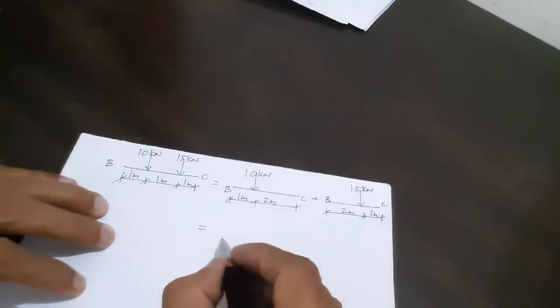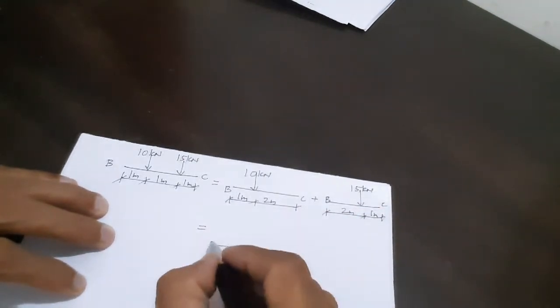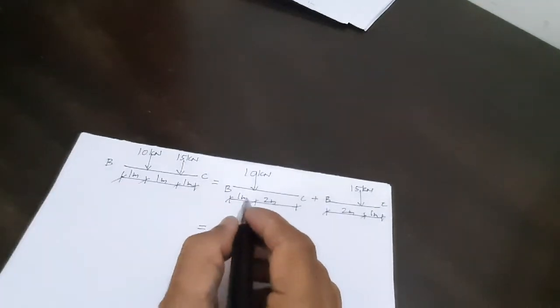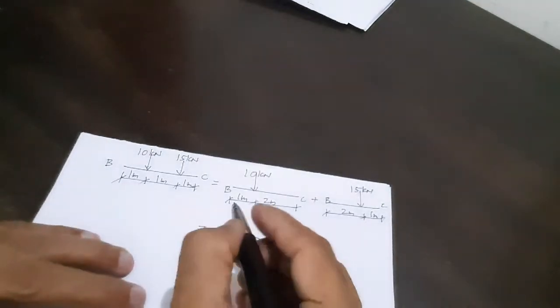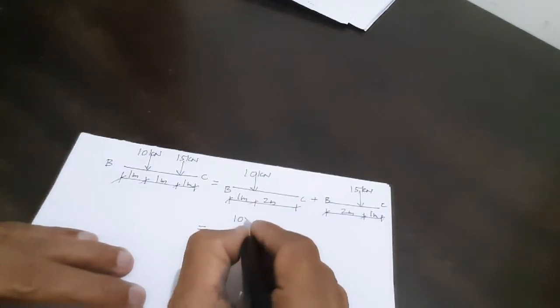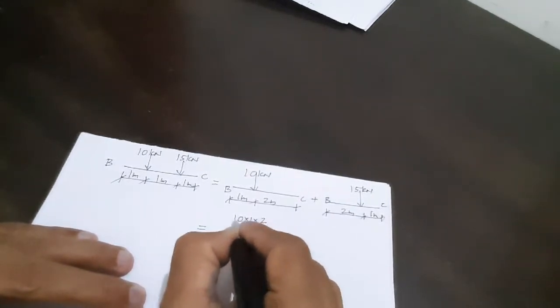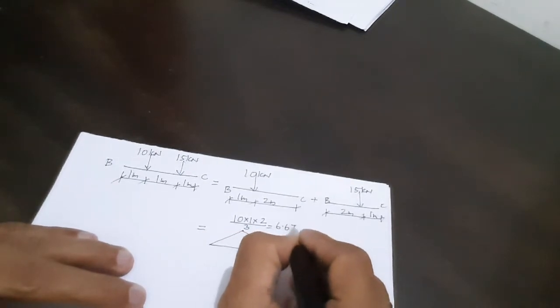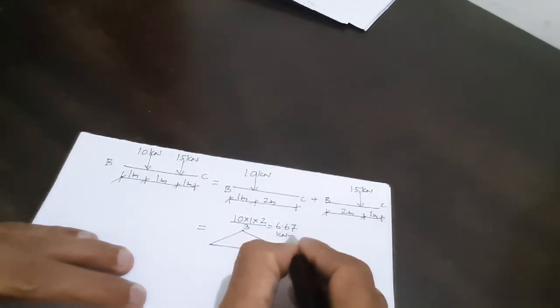Now can I plot the bending moment diagram for this? Yes, I can. The ordinate is WAB by L. All of us know WAB by L. W is 10, A is 1, B is 2, divided by 3. That comes out to be 6.67 kilonewton meters.